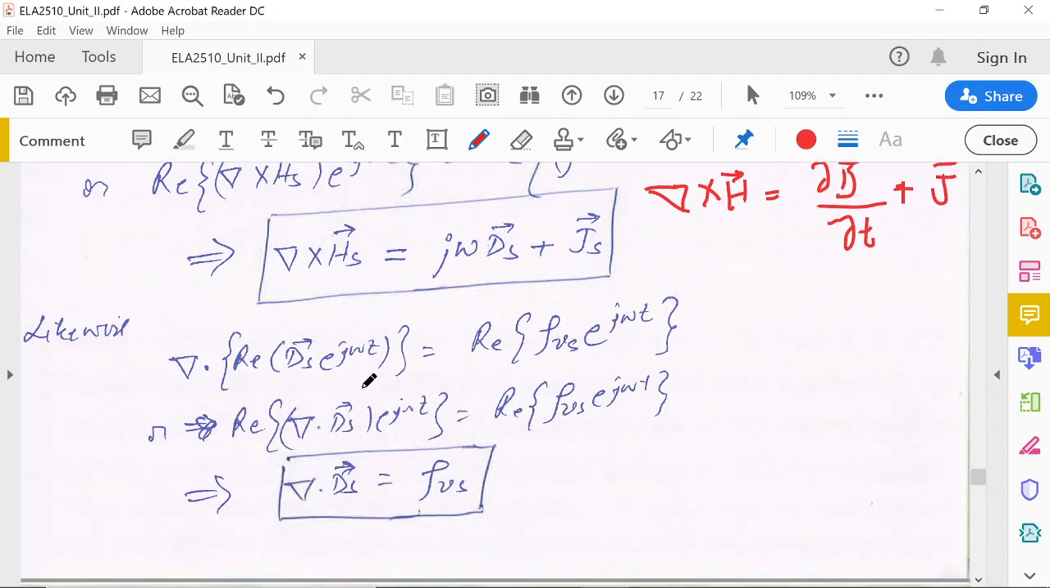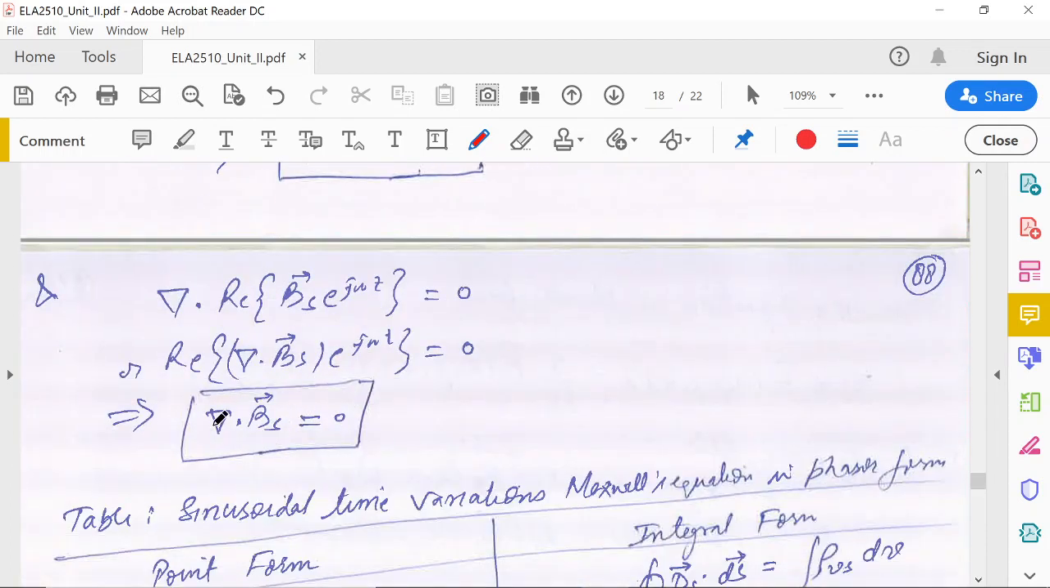Similarly, you can go through another Maxwell's equation, del dot D equals rho_v. Here again we have the real part of D_s e to the j omega t, and similarly we have rho_vs. Because there is no time derivative, j omega will not come here. So you just get del dot D_s equals rho_vs. The last one, del dot B equals 0, will give you del dot B_s equals 0 in phasor form.